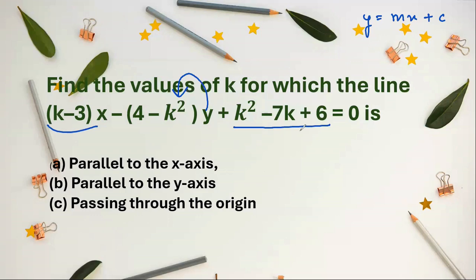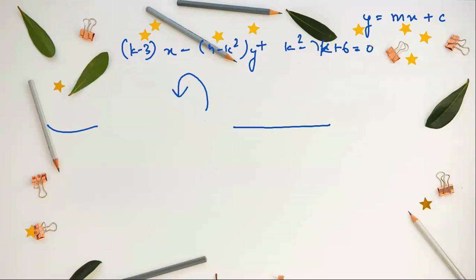Now, everyone, we have to find the value of k. So the first case is that the line is parallel to the x-axis. Let me write the equation first, okay? So (k minus 3)x minus (4 minus k square)y plus k square minus 7k plus 6 is equal to 0, right? So let's move to the first case. What is the first case, everyone? The first case is that the line is parallel to the x-axis.